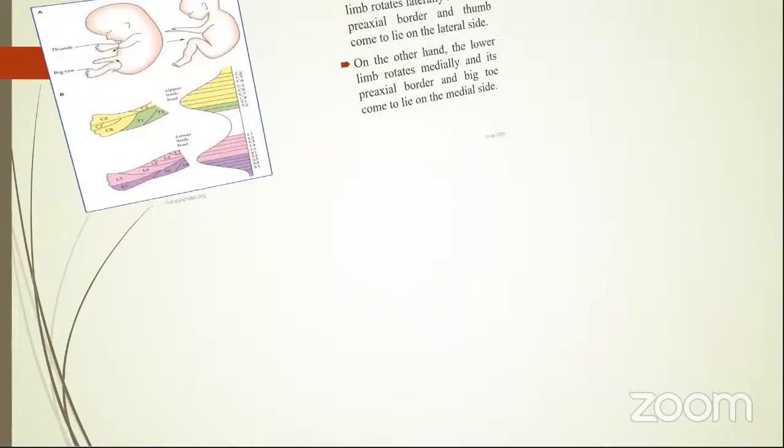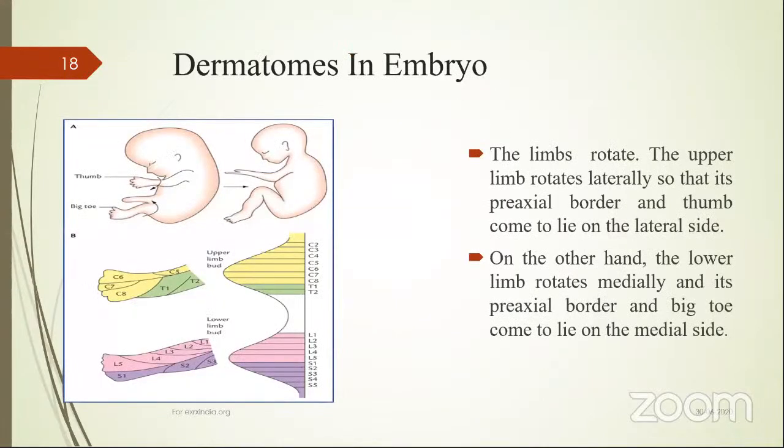Before going to the limb, you should understand the basic concept of dermatomes in the embryo, what happens in the embryo. As you see in the picture, as the embryo forms, the first one is the upper limb, and the second one, that purple color, is the lower limb. Yellow and green is the upper limb. As the embryo grows, the upper limb rotates laterally, so your thumb goes outwards. But in the lower limb, it goes internally, medially.